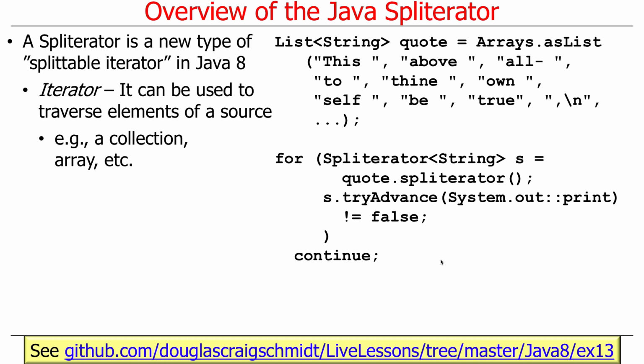The iterator part of a splitterator can be used to traverse all the elements in a source. So let's assume, for the sake of argument, we have a list of strings, which I call quote, and we'll initialize this to be yet another classic Shakespeare quote, "This above all to thine own self be true," from Hamlet.